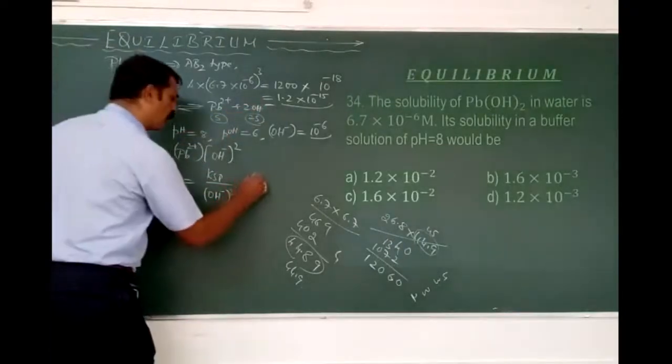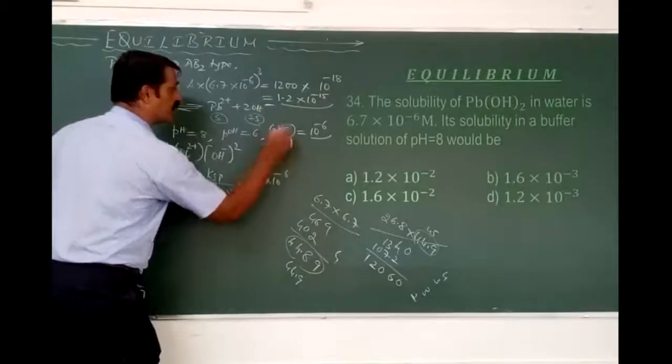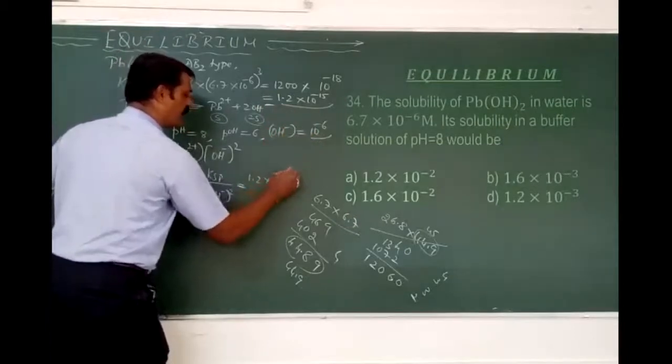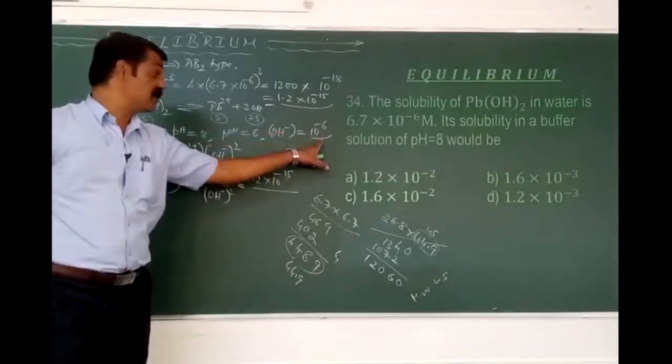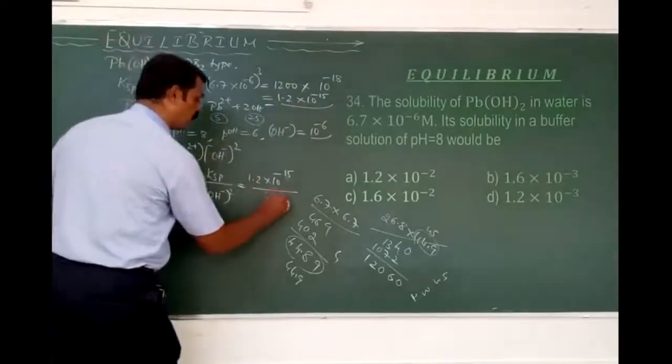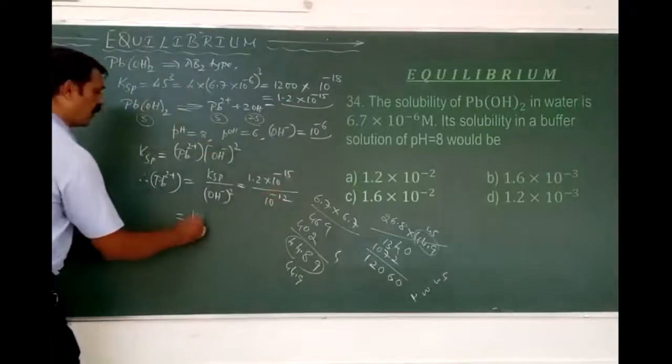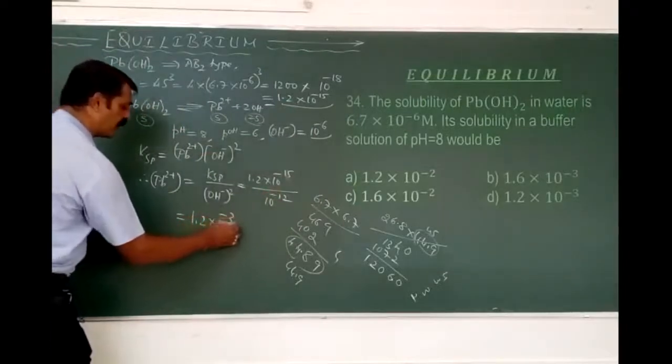Ksp is 1.2 into 10 to the power of minus 15, I think. Divided by, what is OH minus? OH minus is 10 to the power of minus 6. OH minus square is 10 to the power of minus 12. On simplification, I will get that as 1.2 into 10 to the power of minus 3.